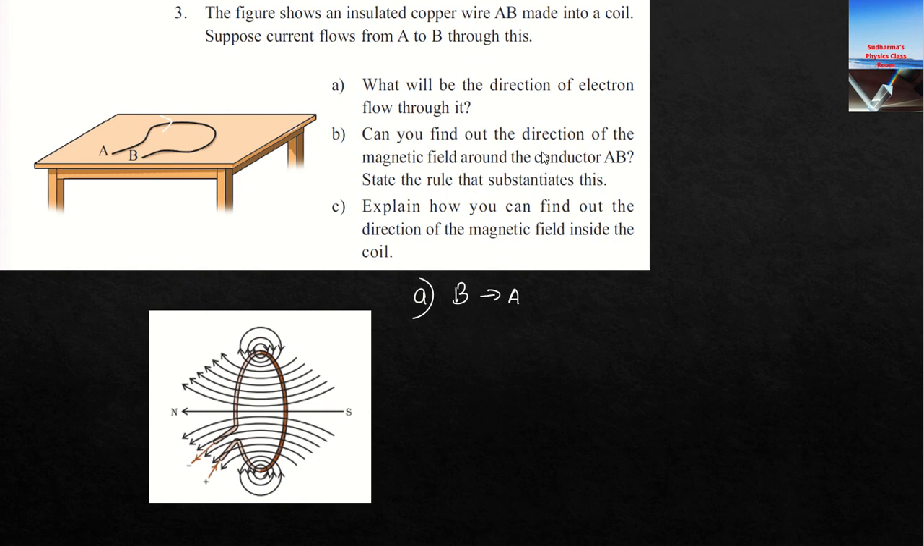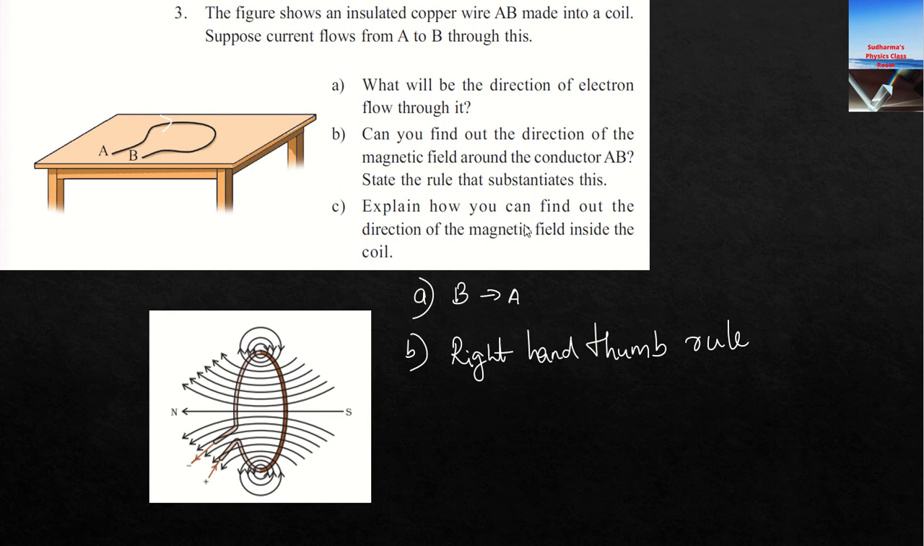Can you find out the direction of the magnetic field around the conductor AB? State the rule that substantiates this. Of course, we can find out the direction of the magnetic field around the conductor AB. We can use the right hand thumb rule. If you use the right hand thumb rule at each and every point of this conductor, you will be able to find out the direction of the magnetic field.